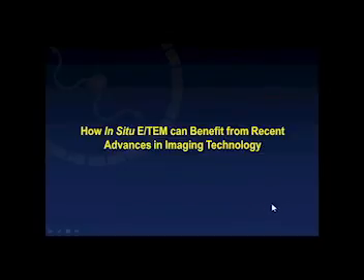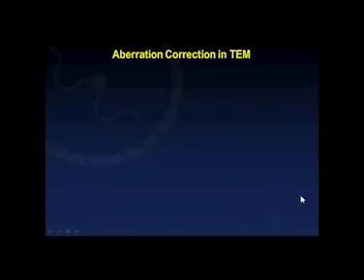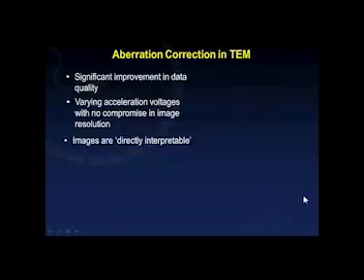The next section of my talk discusses how in-situ, both high vacuum and environmental TEM, can benefit from recent advances in imaging technology. So I think that the first and the most important advancement in this field is really the development of aberration correctors. With aberration correction, there's significant improvement in data quality, and one can now work at different acceleration voltages, depending on which is more conducive for your material type, without any compromise in spatial resolution. Some would say also that aberration-corrected images are directly interpretable.